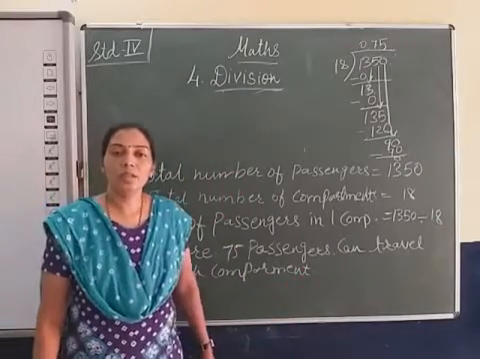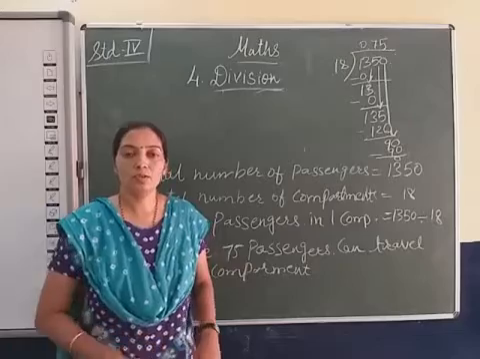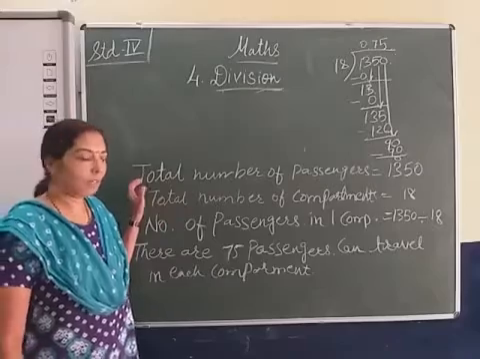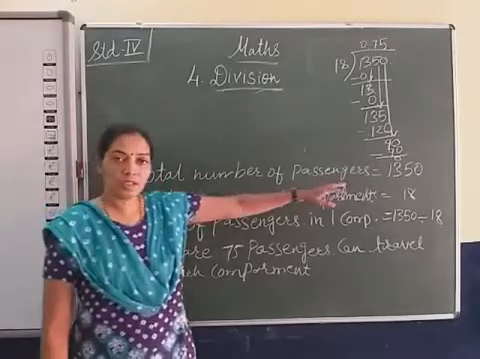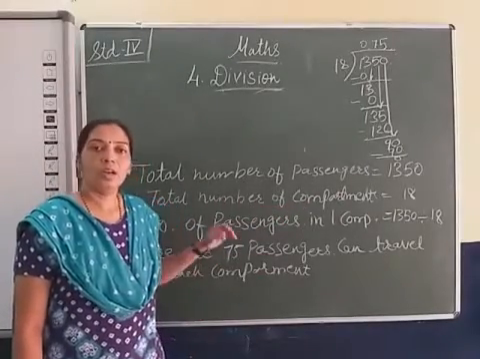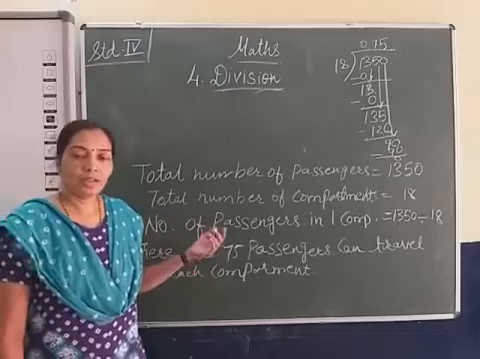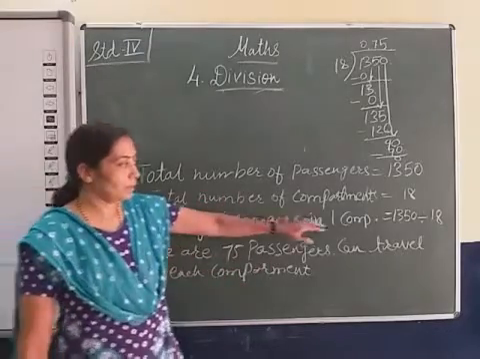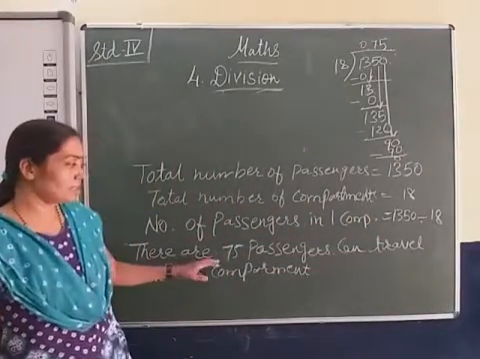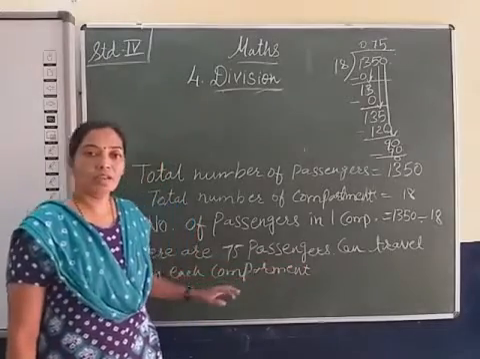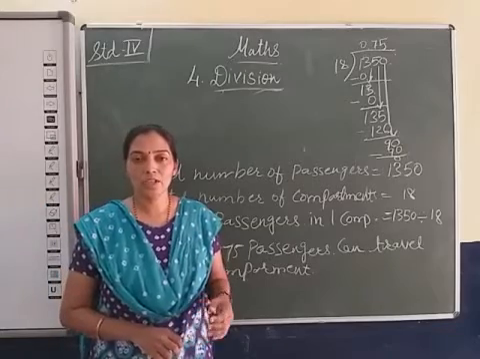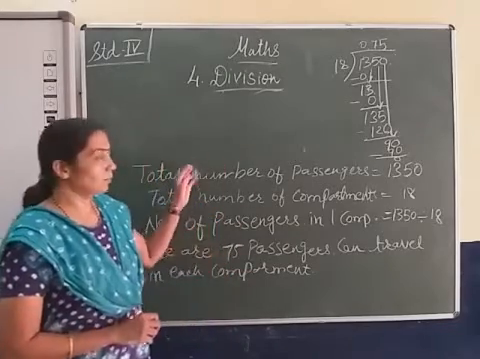So in this statement question we first understand what information is given and put it in statement form: total number of passengers is given, total number of compartments is given, and we find the passengers who travel in one compartment. So we divide by 18 and get the quotient 75. So 75 passengers can travel in each compartment. Now we do more practice for the statement question. Now the second statement.